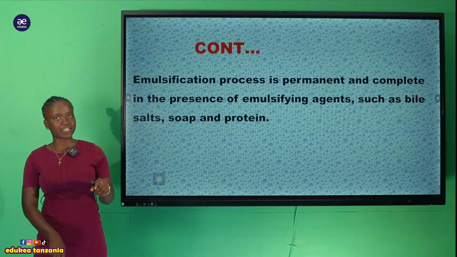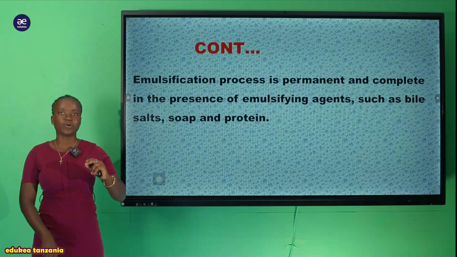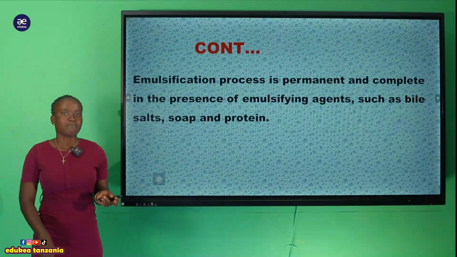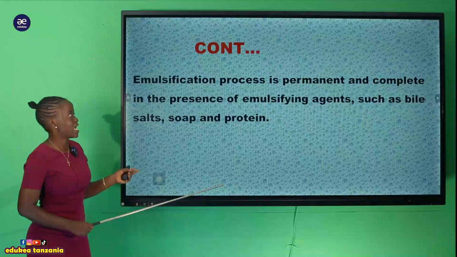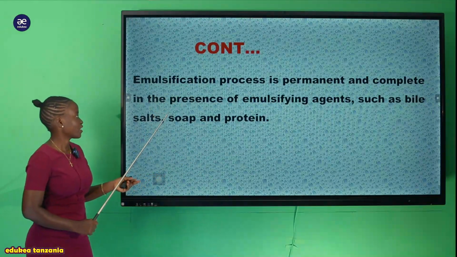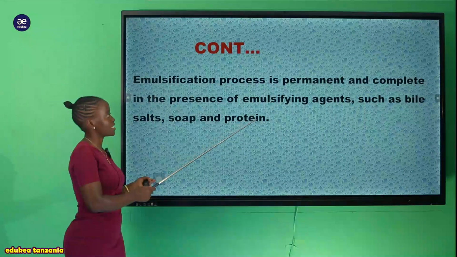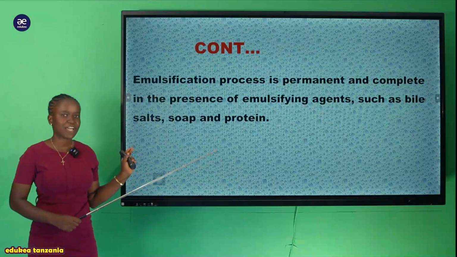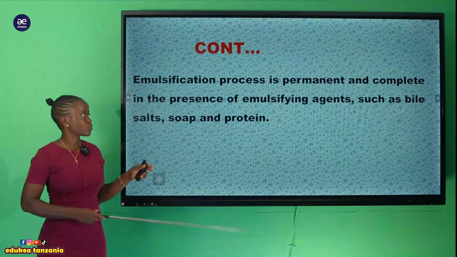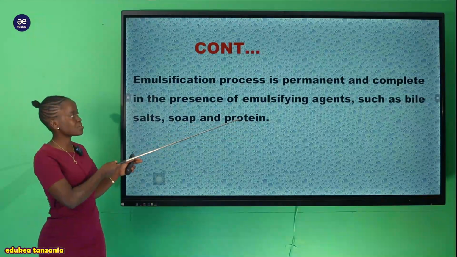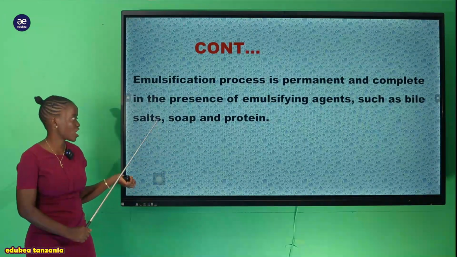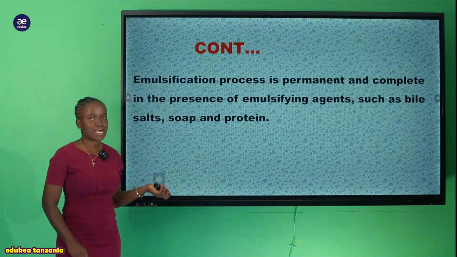in your sample. So how can you observe, or how can you know there is a presence of lipid by using this emulsifying process? You can see this one is permanent and complete in the presence of an emulsifying agent. So we use an emulsifying agent to know if there is a presence of lipid. Now you can see we are using emulsifying agents such as bile salt, soap, and also protein.